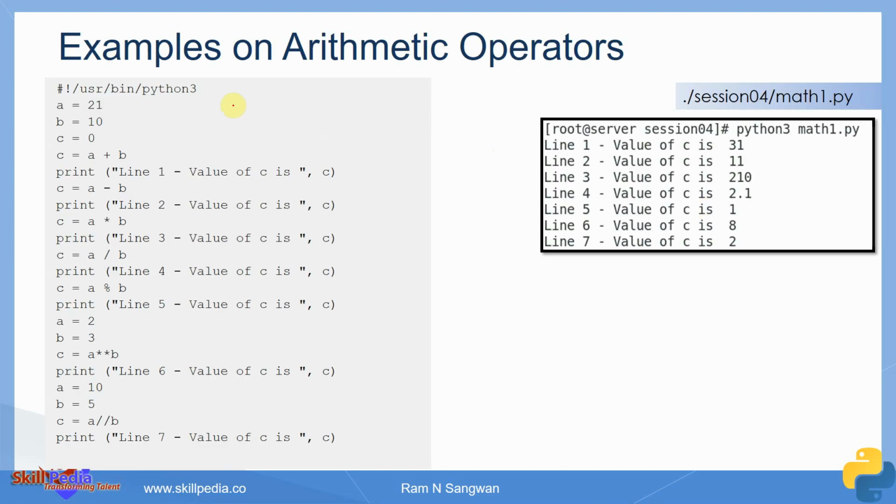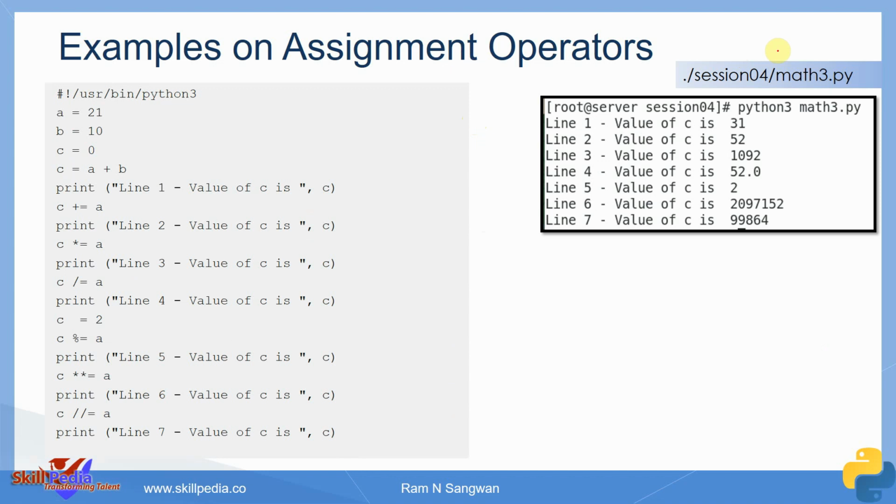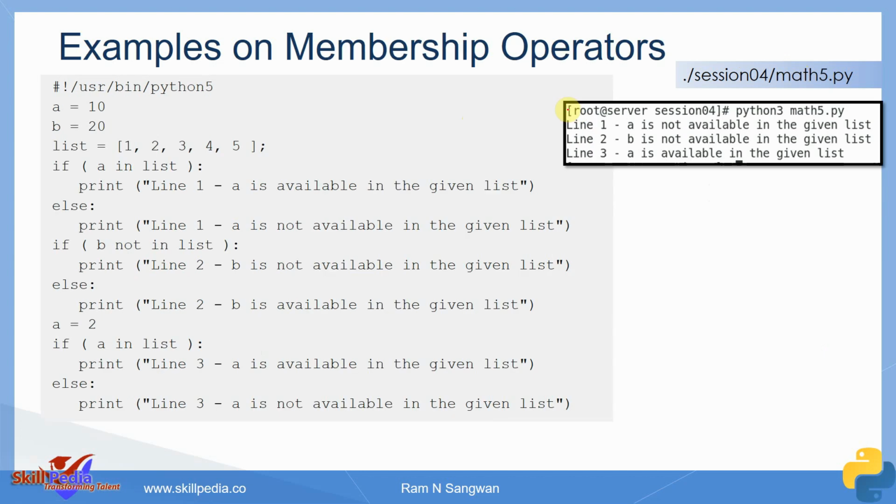This was the example I explained. The same examples I showed the output also. This is Math 1. This is Math 2 example. We discussed this example. I demonstrated this example. This is example number 3. We discussed this example. We executed this program. This is example number 4. Bitwise operator. I showed you this output.